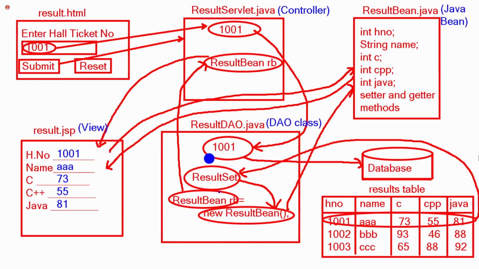DAO class, data access object class. There only you have to change, with no effect on other places. If you want to change the data, Java bean, no effect on other places.